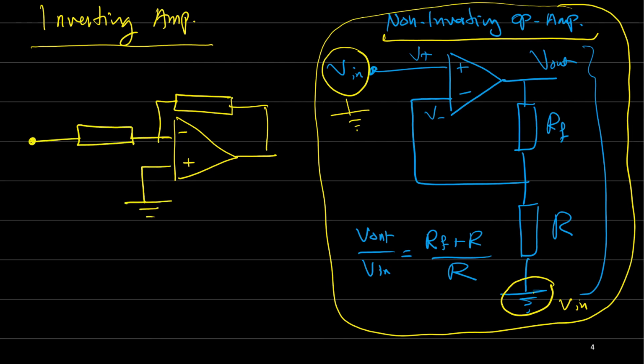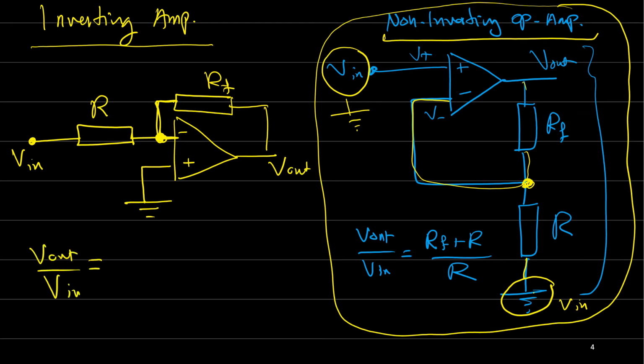The non-inverting input is connected to ground, and this feedback resistor RF is here, connected to V minus. And this node is connected to another resistor, R, and this is all connected to V in, and here V out. So V out over V in equals how much? Minus R feedback over R.